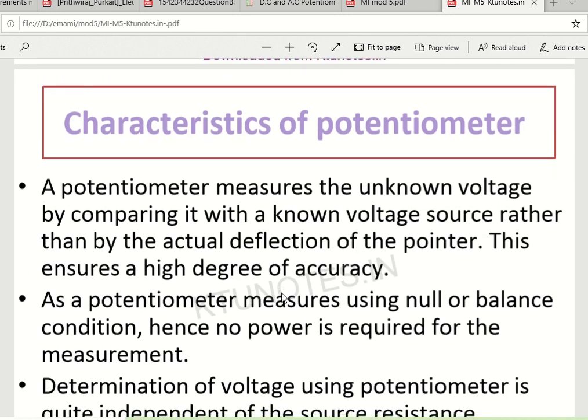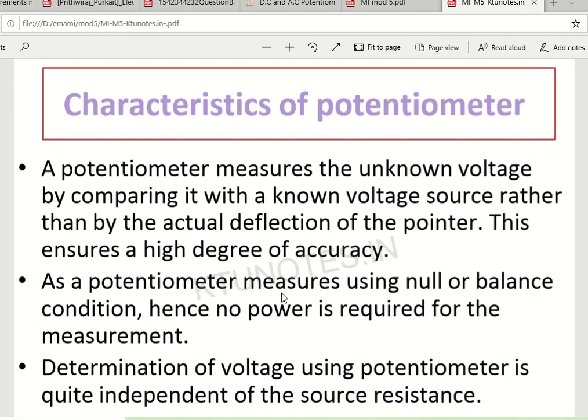Then we can see what the characteristics of a potentiometer are. A potentiometer measures the unknown voltage by comparing it with a known voltage rather than by actual deflection of the pointer. We know that using moving iron and moving coil meters, that is ammeter, voltmeter, wattmeter, we find the value of voltage or current, or whatever the parameter is, by seeing the pointer on the scale.